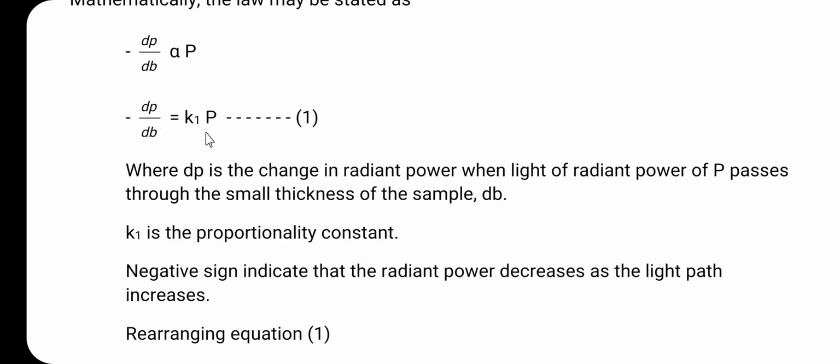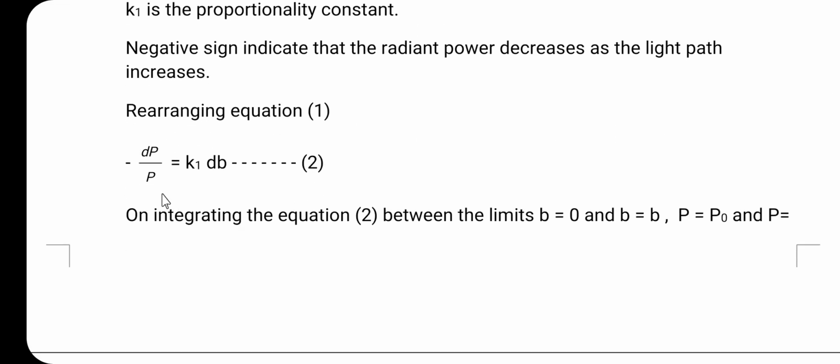So, equation 1 can be rearranged: minus dP by P is equal to K1 into dB. This is equation number 2, and friends, here we have to integrate equation 2 by using the proper limits of the path length and the radiant power. So, what are the limits? The limits are B equal to 0 to B equal to B, that means 0 to B, and the limits of the radiant power are P equal to P0 and P equal to P. So, let us integrate equation 2 by using the proper limits of the path length and the radiant power.